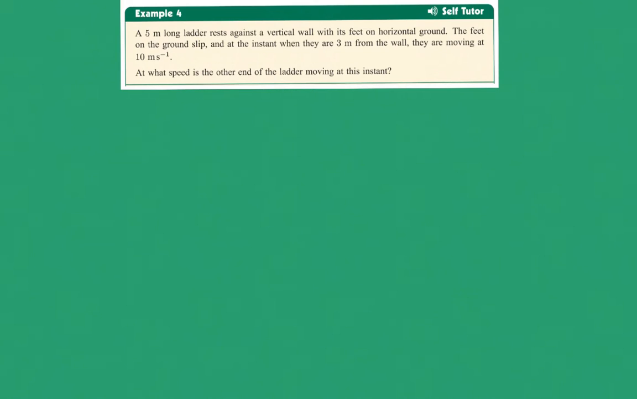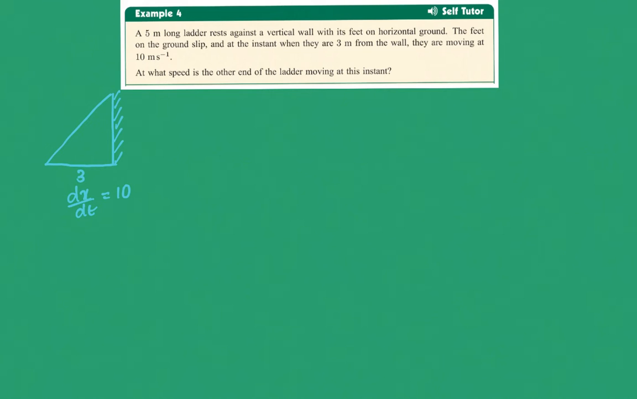So this question is about a ladder resting up against a vertical wall with its feet on horizontal ground. So let's draw a picture. Always in these questions, if you can, draw a picture. So the feet on the ground slip, and the instant when they're 3 meters from the wall, they're moving at 10 meters per second, and we want to know the speed at the other end of the ladder.